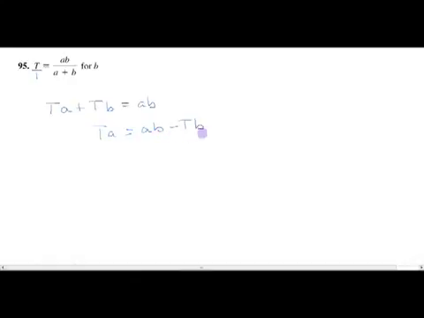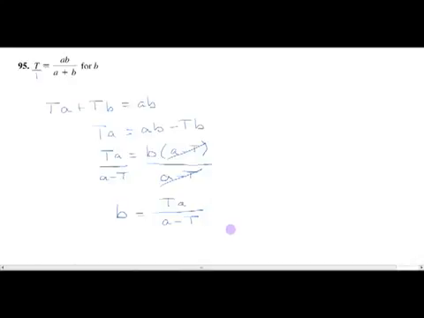Now I need to find a way to get the b away from all the other things it's with. Can you think of how we would do that? We simply factor out the b. Once you do that, you'll see quite plainly what you need to do to solve for b. We simply divide by a minus t. Now that factor cancels, and we have b equals ta over a minus t.